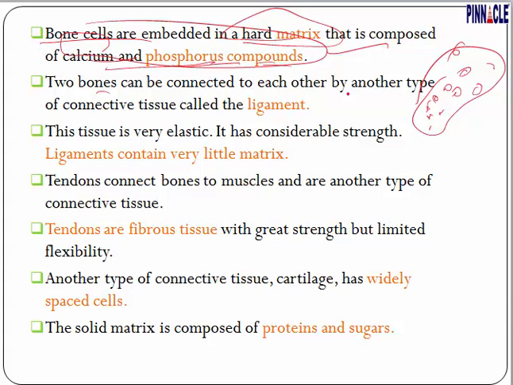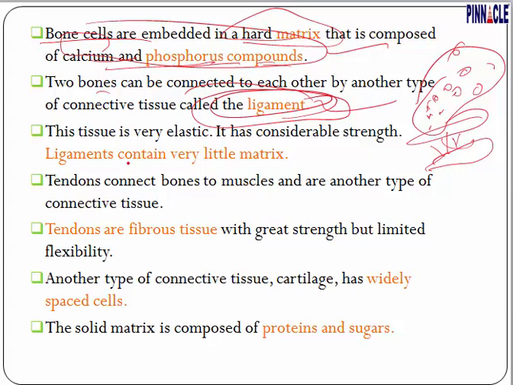Two bones can be connected to each other by another type of connective tissue called ligament. Very important. These are two bones, and if these bones are connected with each other, it is by ligament. This tissue is very elastic. It has considerable strength. Ligament contains very little matrix. Comparatively, ligament has less matrix.